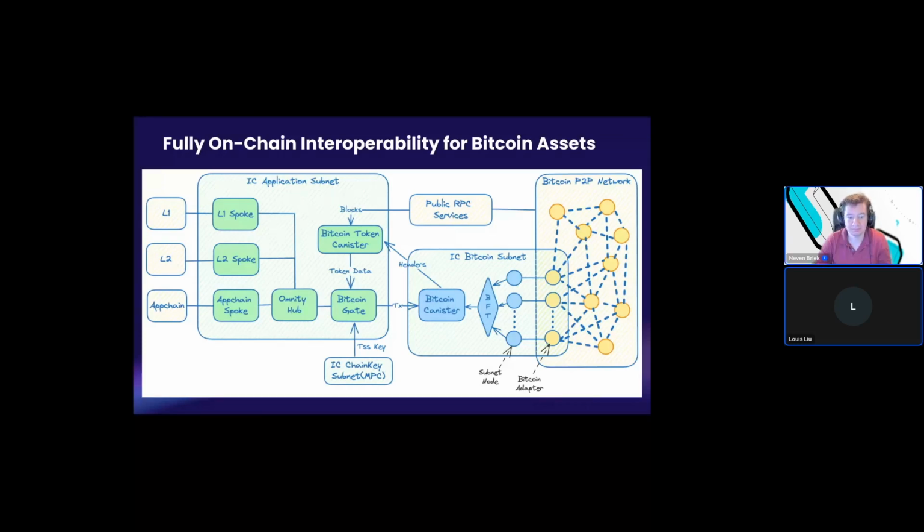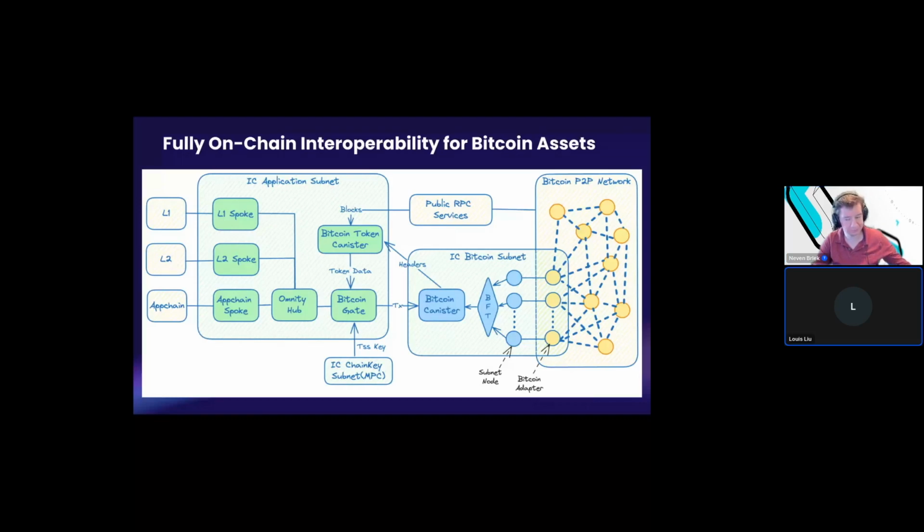And in Omnity, the Bitcoin Gate plays a central role. It orchestrates the whole crossing process of runes, and to transfer runes across chains, we need to know the runes information, the transactions, transfers, and balances.